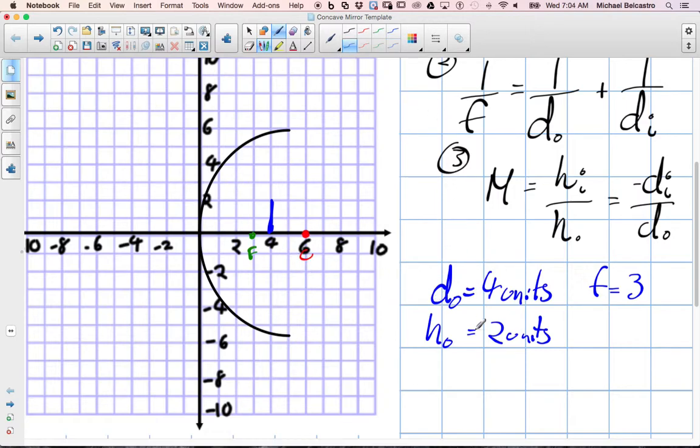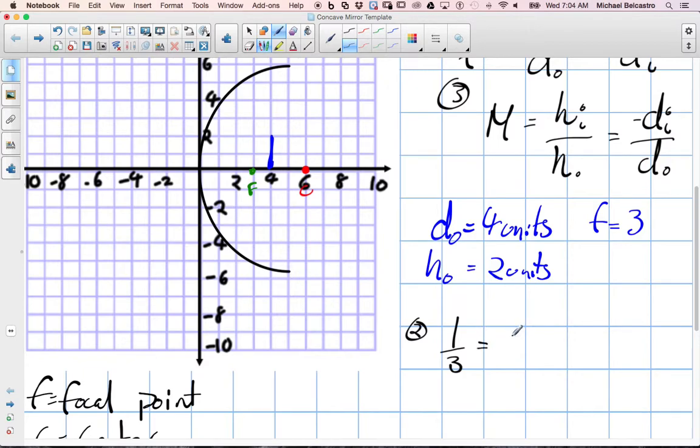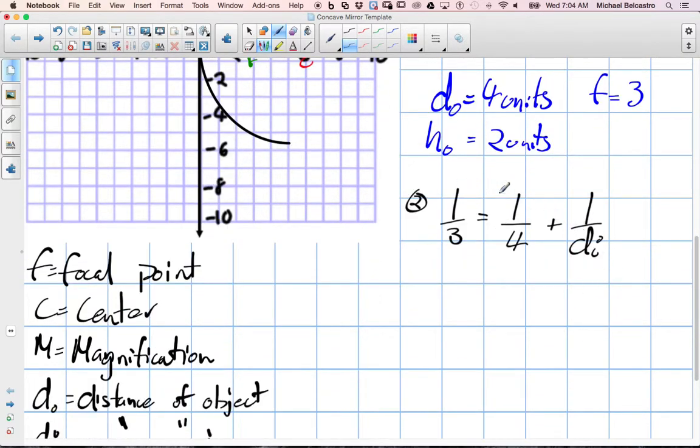So our second formula is 1 over the focal point, which is 3, is equal to 1 over the distance of the object, which is 4, plus 1 over the distance of the image, which is unknown. So we have to isolate for the distance of the image. We bring 1 over 4 over, it becomes negative 1 over 4, is equal to 1 over the distance of the image. We need to get a common denominator.